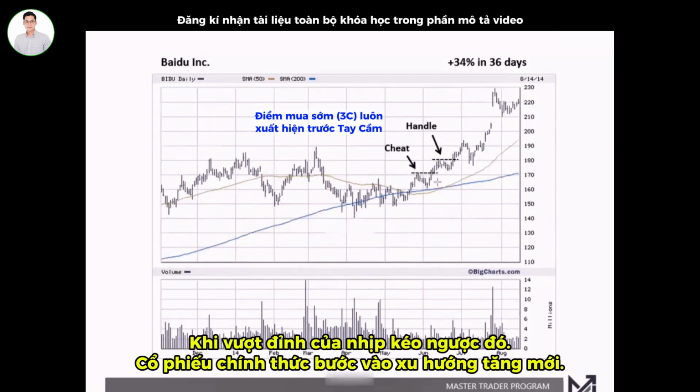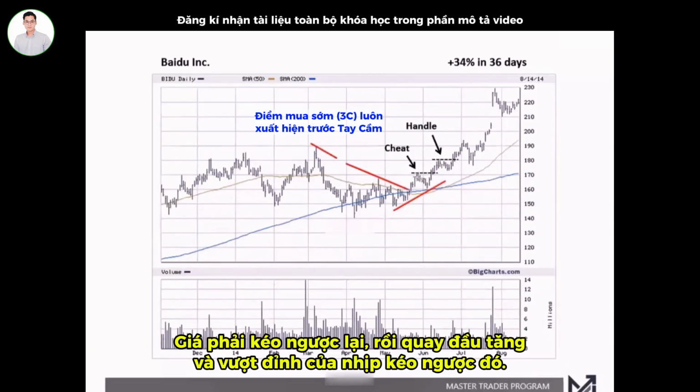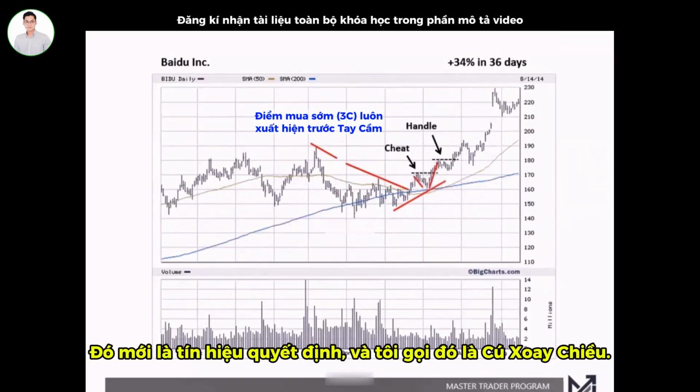means that the stock is now, and I'll get a little drawing tool here, in a new uptrend. You see, this is the downtrend, it broke the downtrend, and now as you mark up, the break of the downtrend is not a new uptrend. It has to first pull back and then turn up and take out the high of that pullback. That's the key. And that is what I call the turn.